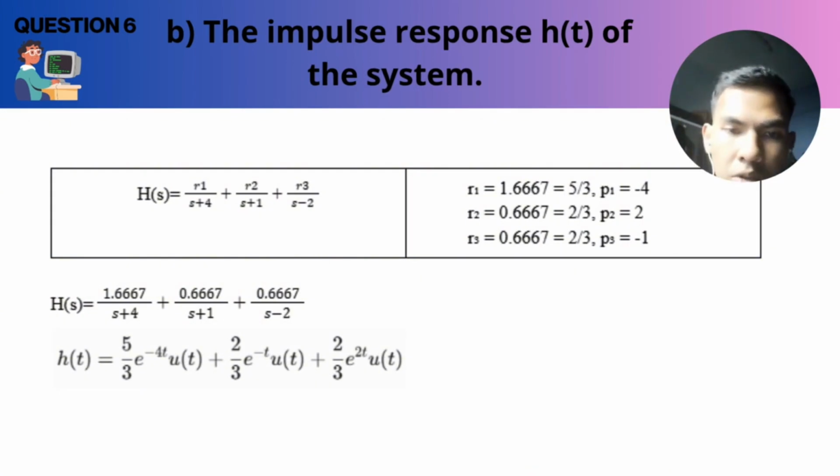Taking the inverse Laplace transform, and since the ROC is real part greater than 2, meaning we consider the right-sided signal, the impulse response is h(t) equals 5/3 e to the power of negative 4t u(t) plus 2/3 e to the power of negative t u(t) plus 2/3 e to the power of 2t u(t). Note that the e to the power of 2t term grows over time, which is consistent with the system being unstable.